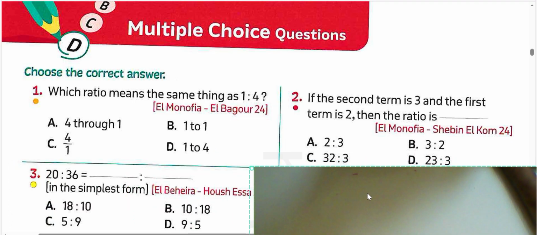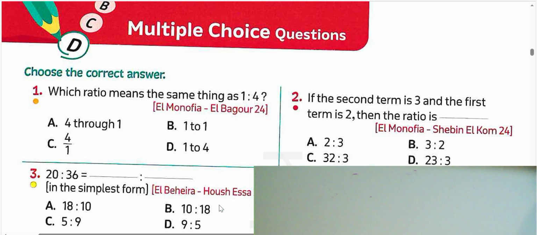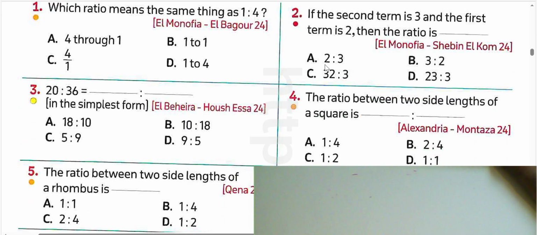Next, if the second term is 3 and the first term is 2, then the ratio is 2 to 3. Okay, the ratio between them together will be 2 to 3. Choose letter A. Next question.